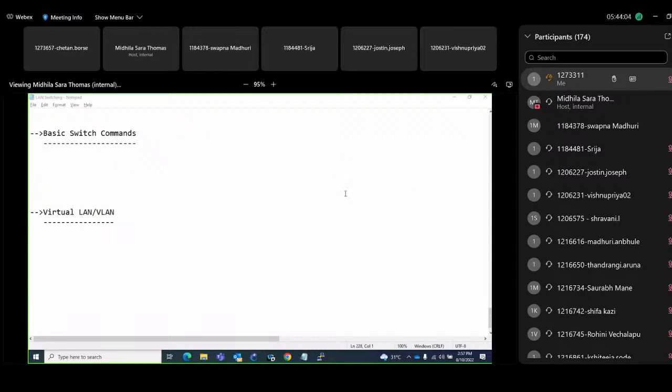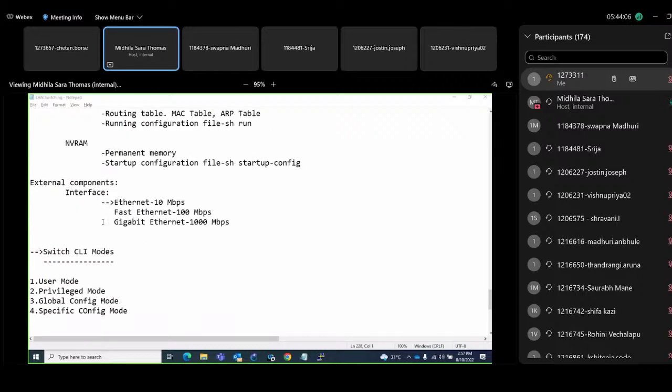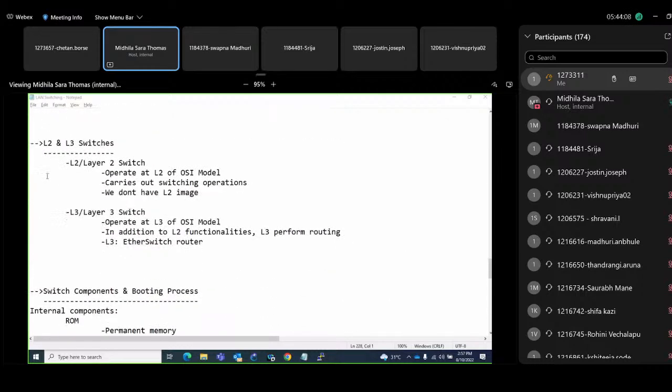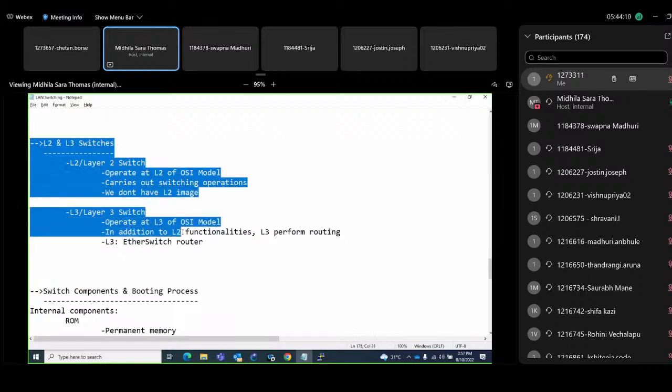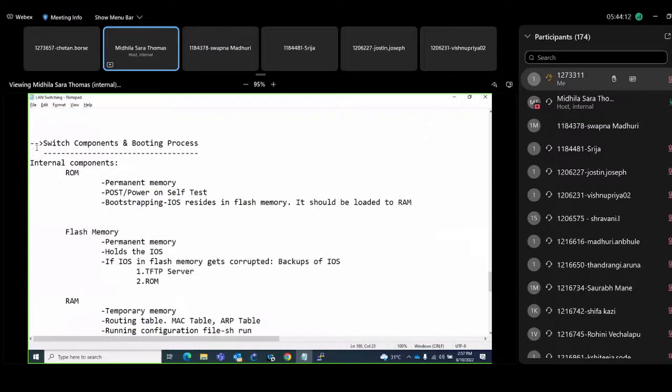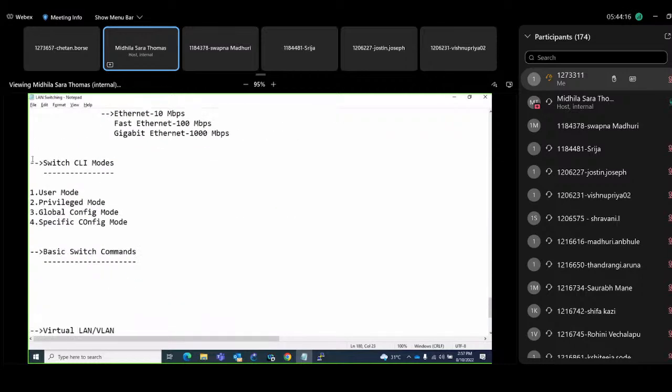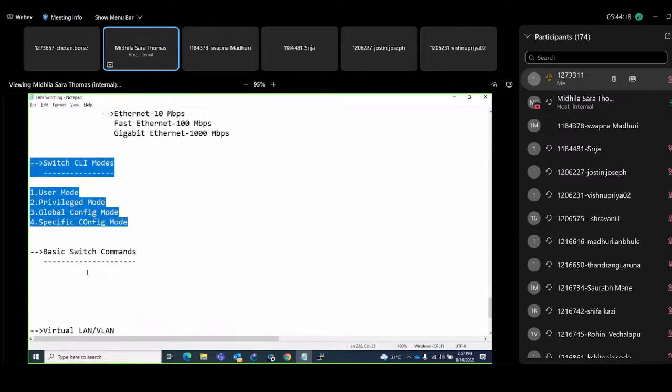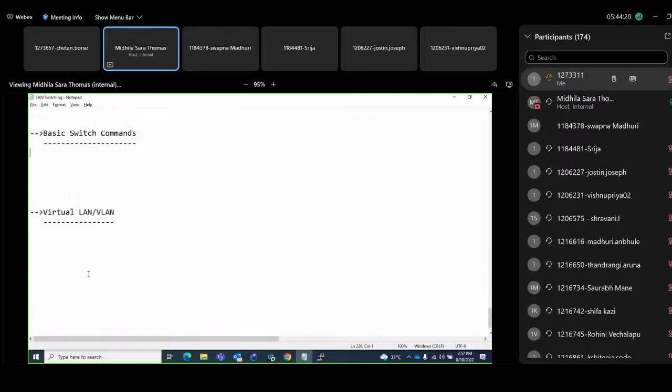Okay, so shall we continue? Is it clear up to this, guys? What is L2? What is L3 switch? What are the various components of a switch and the booting process? Then the CLI modes, you already know it. It's fine, right? So the basic commands.